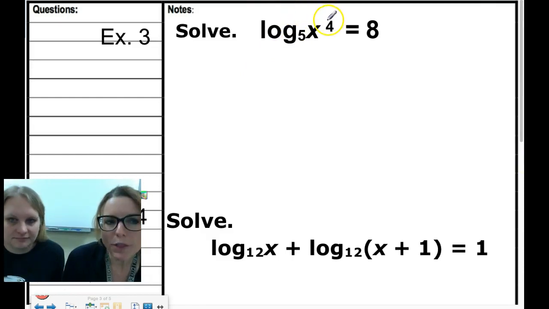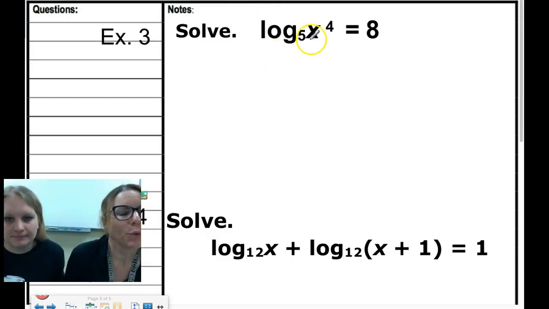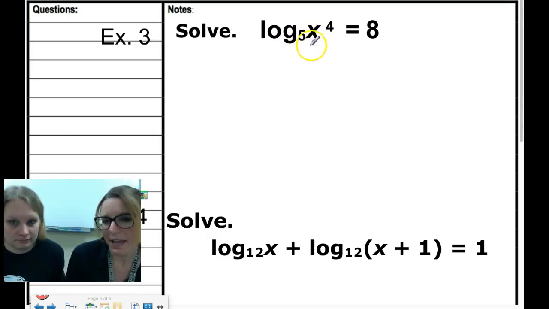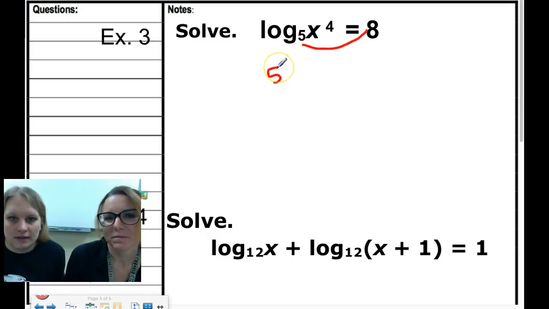Whenever you have more than 1 log, you have to change it to a single log. If you have only a single log, right away change to exponential. So even teachers make mistakes. So 5 to the 8th is equal to x to the 4th. There we go.